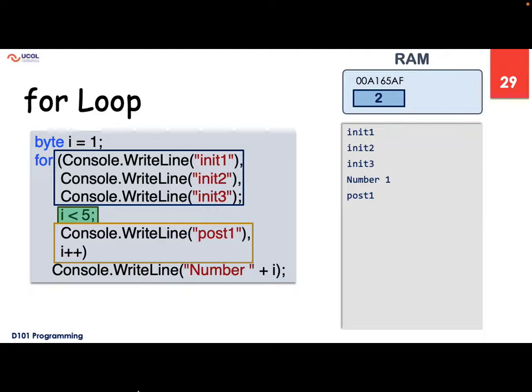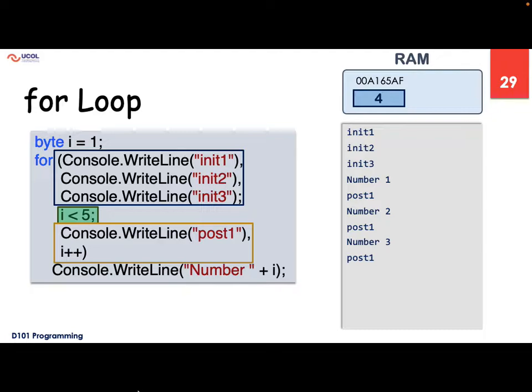So check the condition. If the condition is true, go and print the statement on the number 2, because now the value of I is 2. So number space 2, I, that's 2. Again come back, increase the value of I to 3. Check the condition. Condition is still true. Execute that particular specific statement. Again come back into the post actions, print that one, increase the value of I, check the condition.